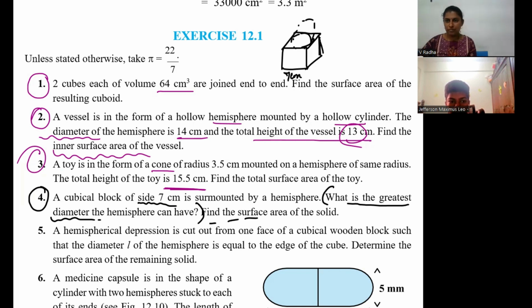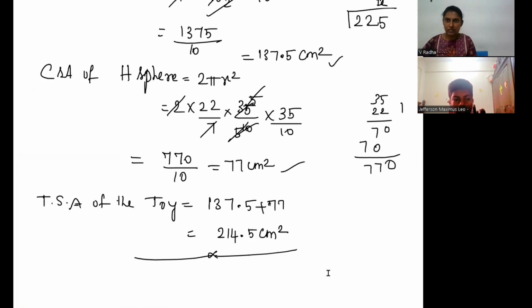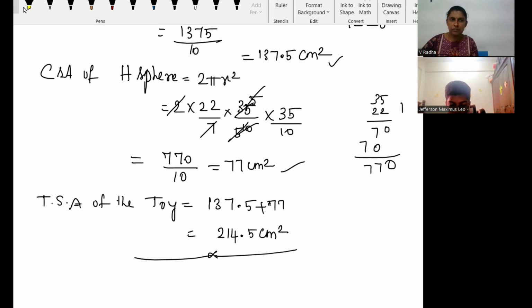The diameter will be 7 cm, because this 7 is exactly equal to this 7. That is the greatest. Therefore, the diameter of the hemisphere is equal to 7 cm. The second question is find the surface area of the solid. So TSA will be the surface area of the block plus CSA of the hemisphere. It's not correct. Some of the portions are not covered in your answer.